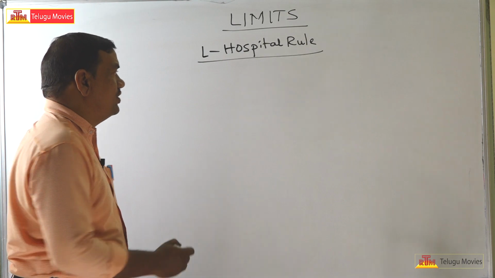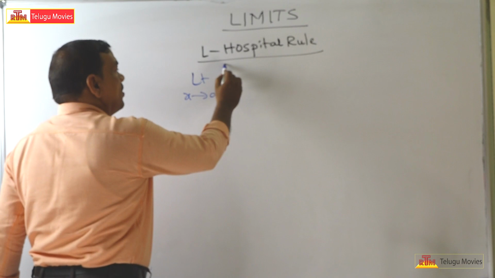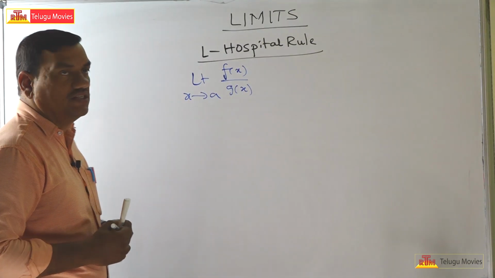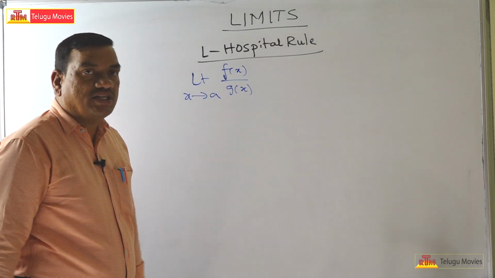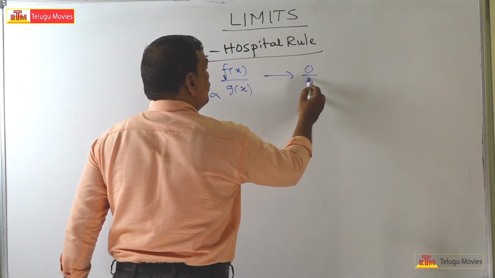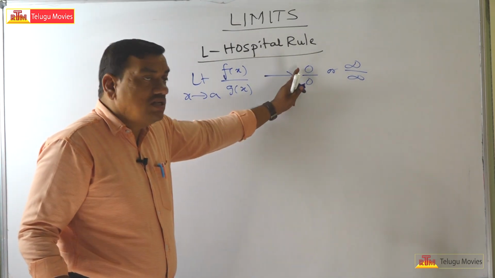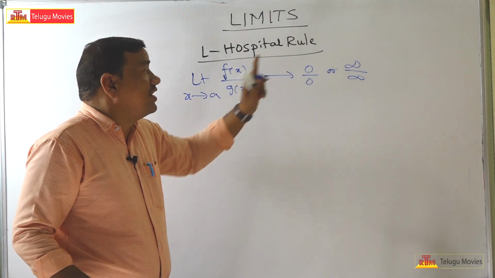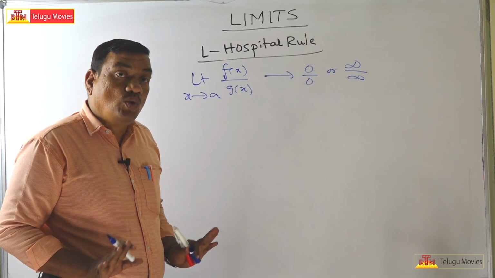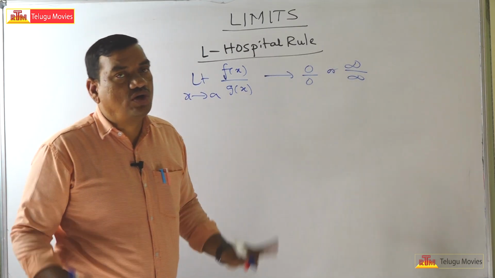What is the L'Hopital rule? For example, take any function: the limit as x tends to a of f of x upon g of x. You apply the limit as x tends to a after simplification. If this answer leads to 0 by 0 or infinity by infinity, and remember the answer should be either 0 by 0 or infinity by infinity only, then only you have to apply L'Hopital rule. If it comes 0 by infinity or infinity by 0, you should not apply.